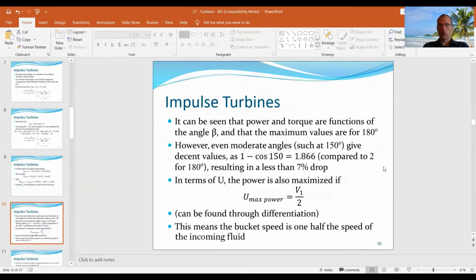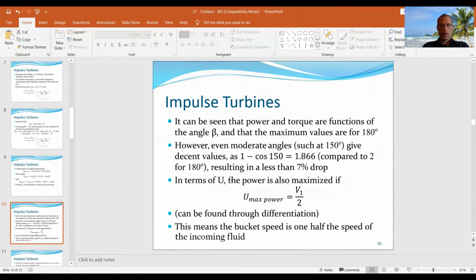Maximum is going to occur for 180 degrees because I have this function that's 1 minus cosine beta. Cosine 180 is -1. So 1 minus -1 gives me a 2. So that is the maximum value I can possibly get out of 1 minus cosine beta. But even moderate angles, so 150 degrees, so I got deflected by 30 degrees essentially. That's large enough where I'm not going to impact the jet coming in. Still gives me 1.86 for 1 minus cosine beta. Comparing to 2, that's not that bad, so only 7% less. So still get a pretty good amount of energy compared to the maximum anyway, even with a 30-degree deflection.